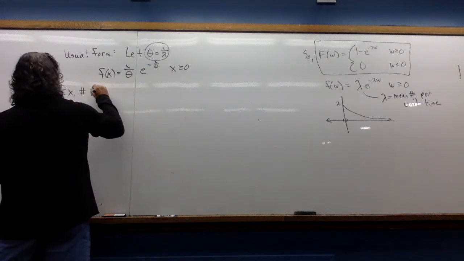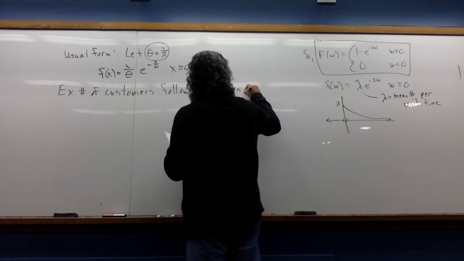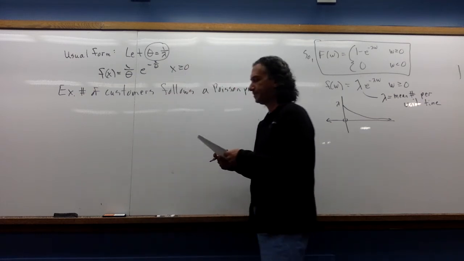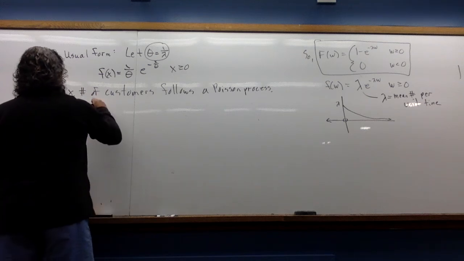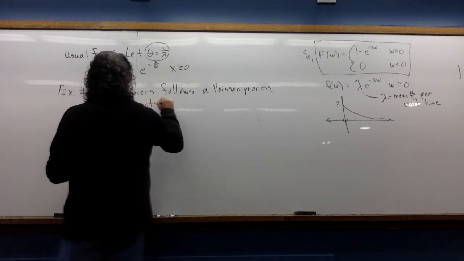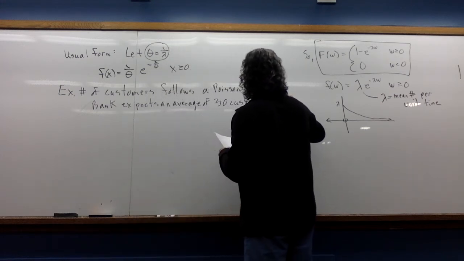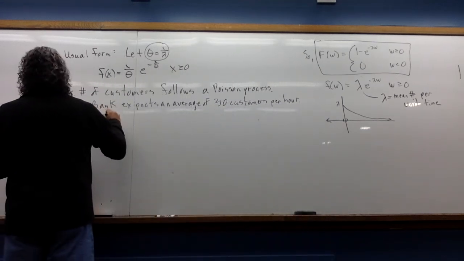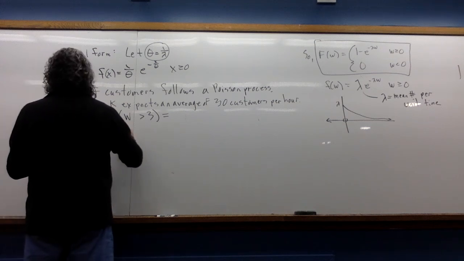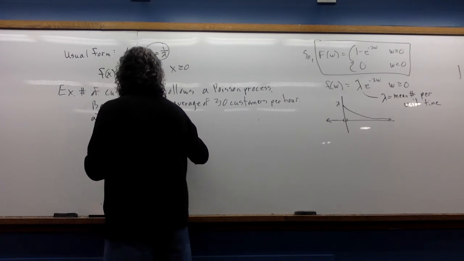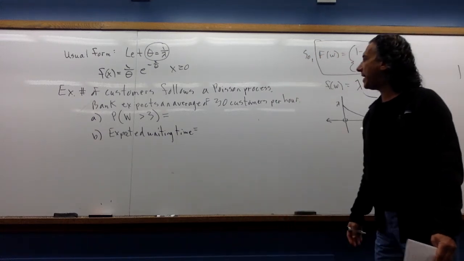So let's say the number of customers follows a Poisson process. That's basically saying that the underlying counting distribution is Poisson. This is at a bank, and let's say the bank expects an average of 30 customers per hour. So two questions. First, what's the probability that you have to wait more than 3 minutes? And what's the expected waiting time? Pause the video, give these a shot, try one or both, and then start the video up again.